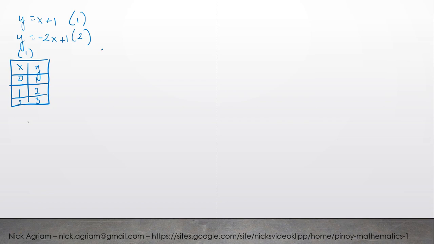My second, x and y. Then I have 0, 1, 2, the same. When x is 0, then I have 1. And when x is 1, then I have negative 1. When x is 2, then I have negative 3. As you can see now, this is my solution, basing from this. But we're going to do the graph also.